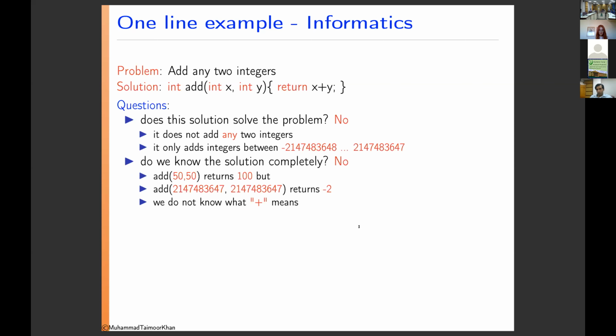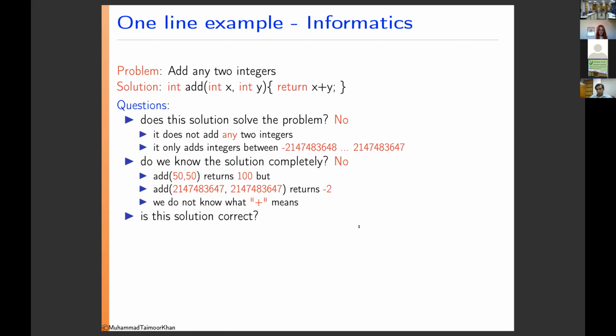Because when I ask the system to add 50 and 50, it returns 100. But if I give it some other values, it returns -2, which cannot be the case, because we know that adding 2 positive numbers does not give a negative number. So these 2 big numbers cannot be added up to -2. And now we do not know what this plus, this x plus y, is really doing. We don't understand the meaning of this plus.